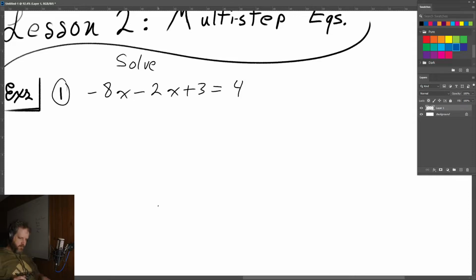Underline the like terms. That sounds fine. So where are they? 8x, 2x, and 3 and 4. Okay, now what? You subtract 2 from 8 and add 3 and 4.